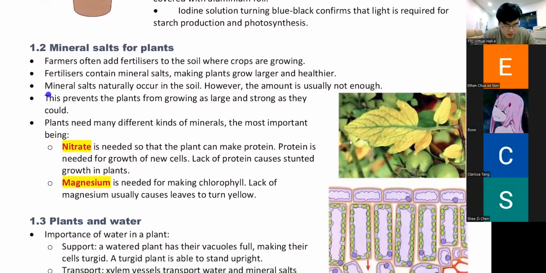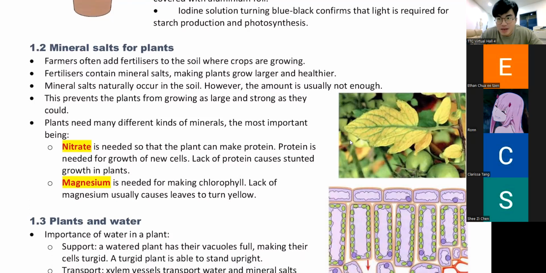Of course, mineral salts naturally occur in the soil. You might say, sir, why not just plant whatever you want into the soil and let them grow themselves? You see, there are natural nutrients in the soil, but it's not a lot. The amount is usually not enough. Do take note of something, guys.